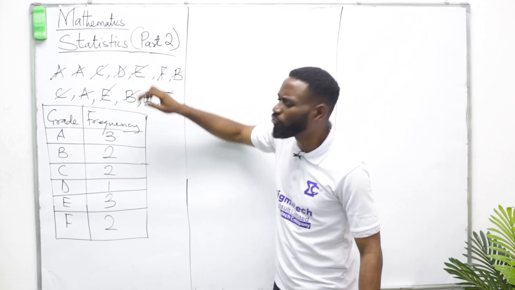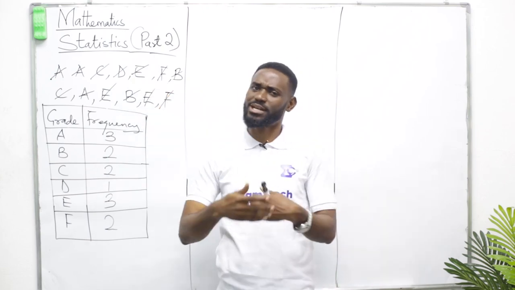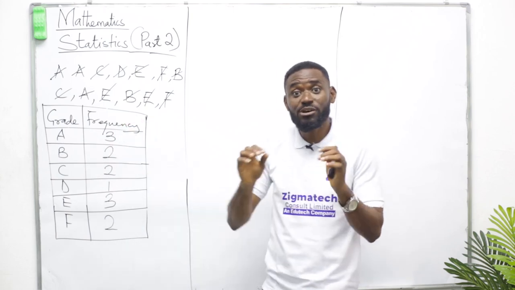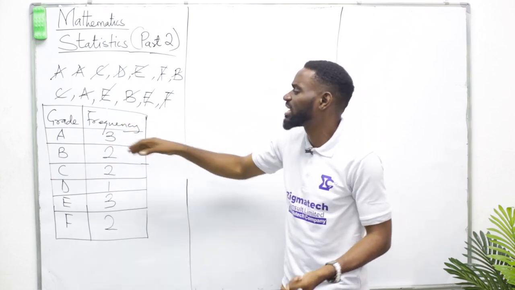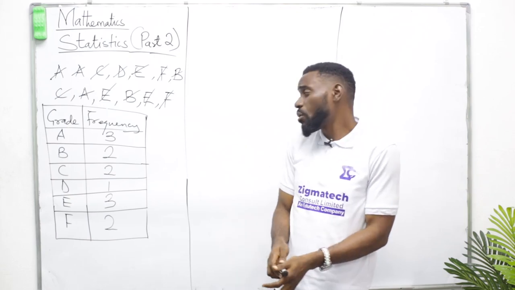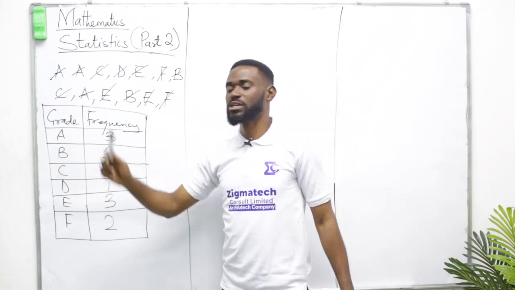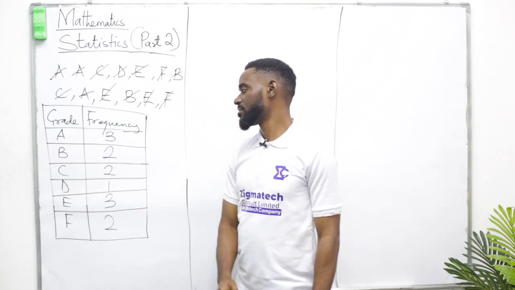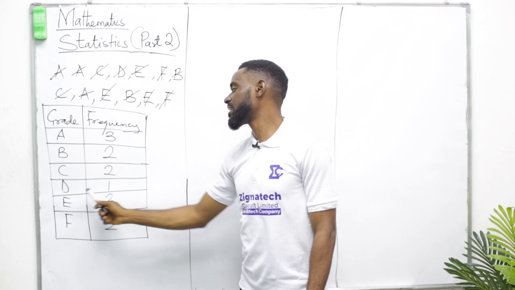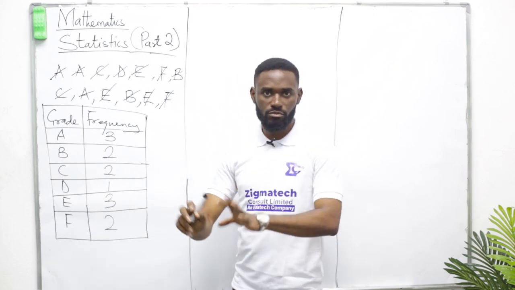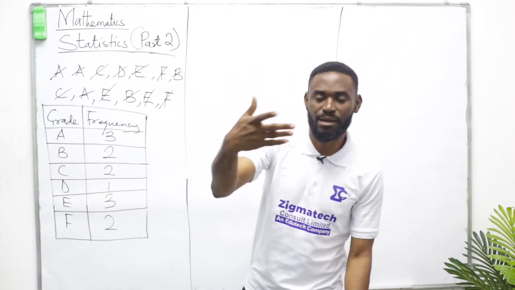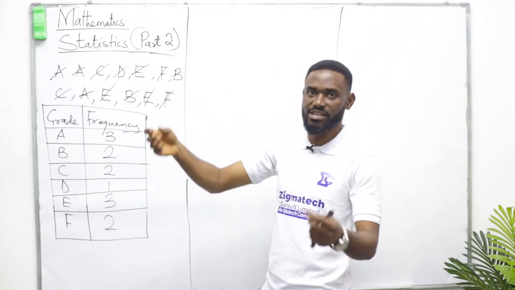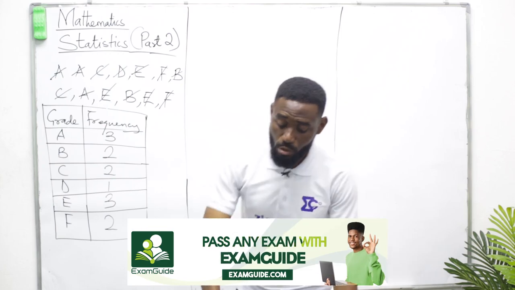So now, if I ask you, is this information that you have here and the one you have here, which one is more presentable? Which one is more understandable? You will tell me that it is, of course, this one. Because this one gives you, just at a glance, you know what is happening in this class. You can tell somebody, oh, in this class, 3 persons scored A. 2 persons had B, 2 persons had C, 1 person had D, 3 had E, and 2 had F. So you see the beautiful thing about data presentation, okay? It gives us a clearer picture of the information we have fetched, so that it becomes more understandable.